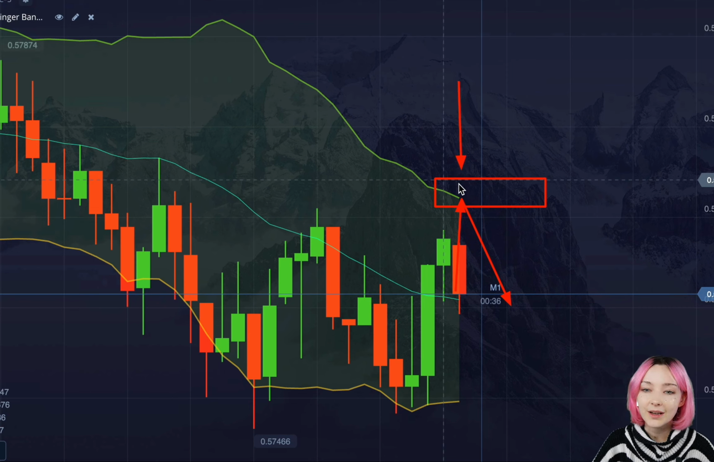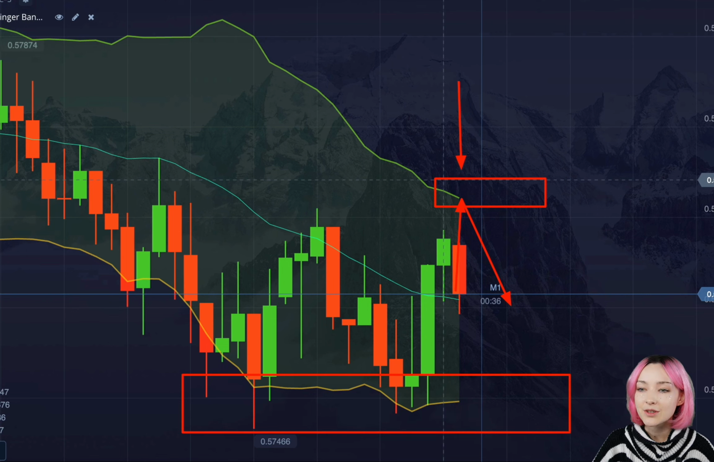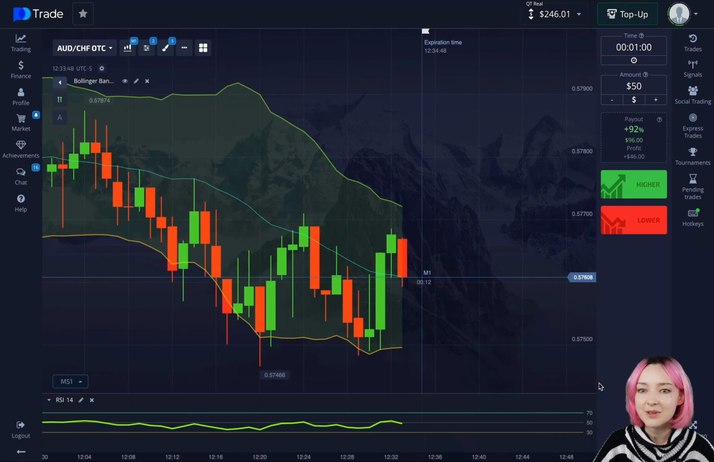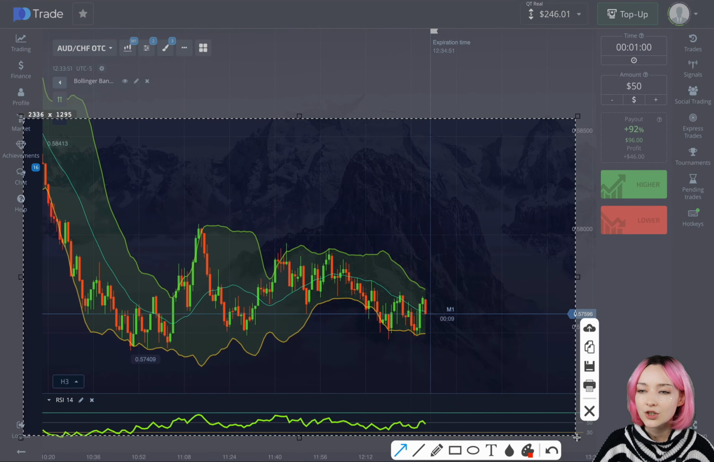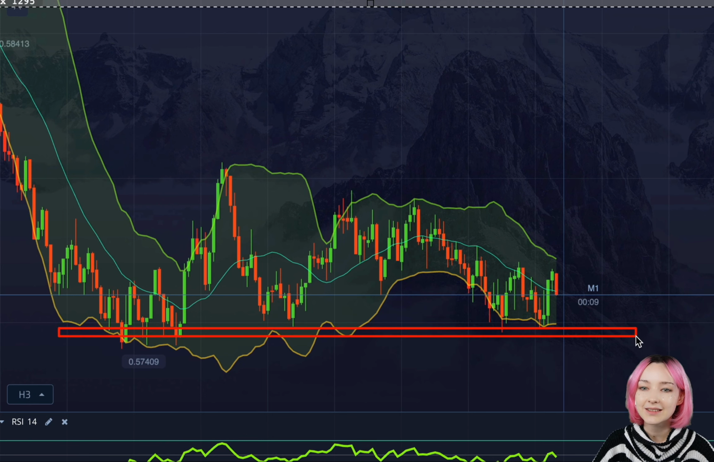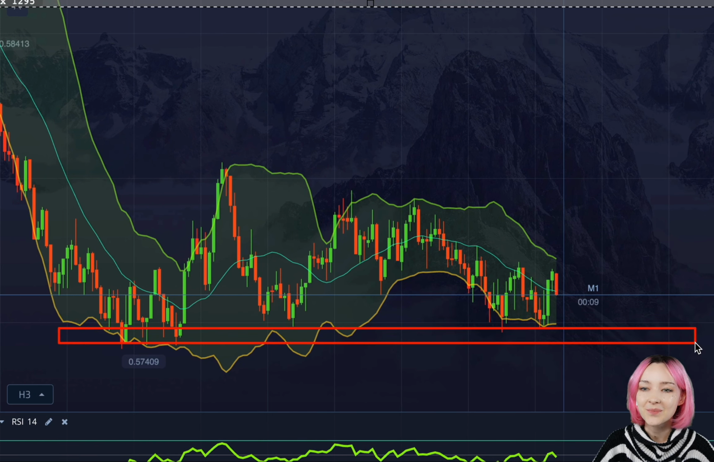That's the same reason why I opened an upward deal down here. The price came to the bottom Bollinger Bands channel border and bounced back up into the channel from that level. Everything's very simple. Moreover, there is a support level right here. Let's mark it real quick. Such a tiny support area, so that's another reason the chart reversed from there and the deal was made upwards.